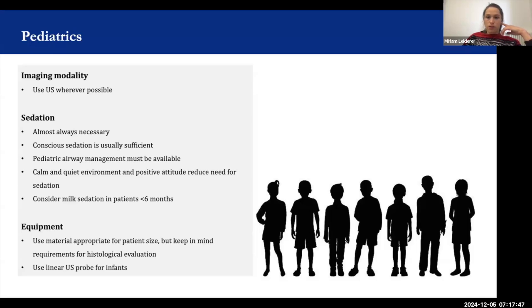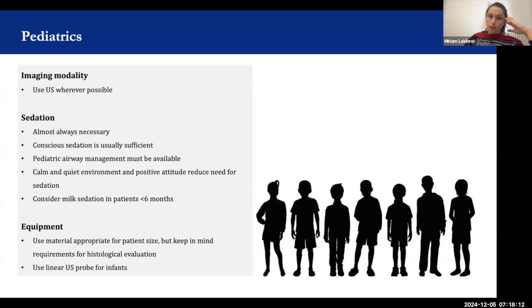And also they usually tolerate sedation quite well, because most children don't have lots of comorbidities. They don't have any pulmonary issues or anything. When you do sedate them, then obviously you should have pediatric airway management, like you should have the material available for pediatrics and not just for adults.